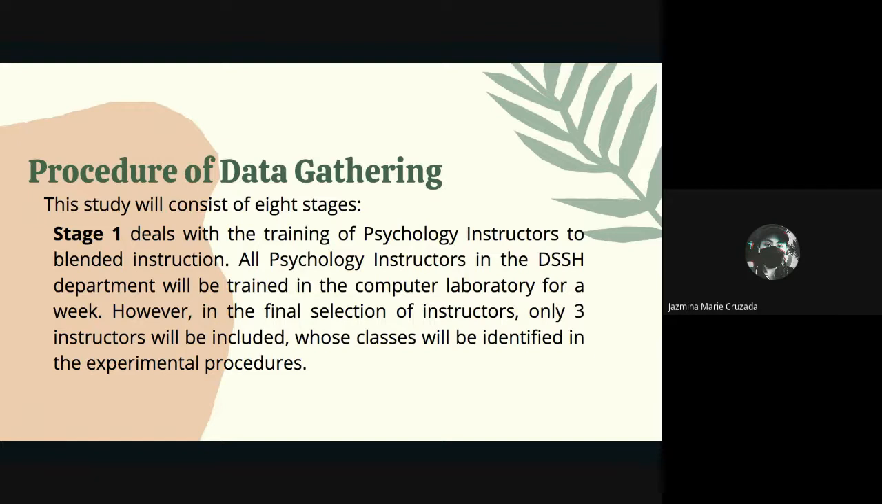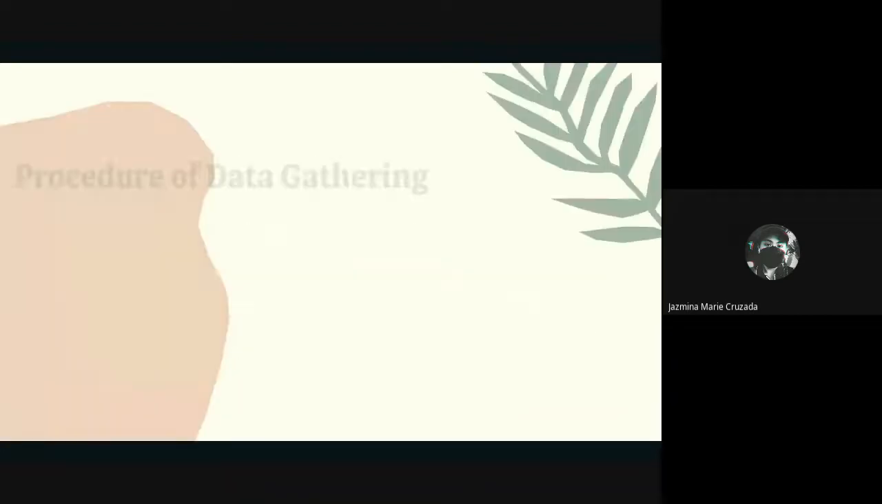Stage 1 deals with the training of psychology instructors to blended instruction. All psychology instructors in the DSH department will be trained in a computer laboratory for a week. However, in the final selection of instructors, only 3 instructors will be included, whose classes will be identified in the experimental procedures. Next slide.